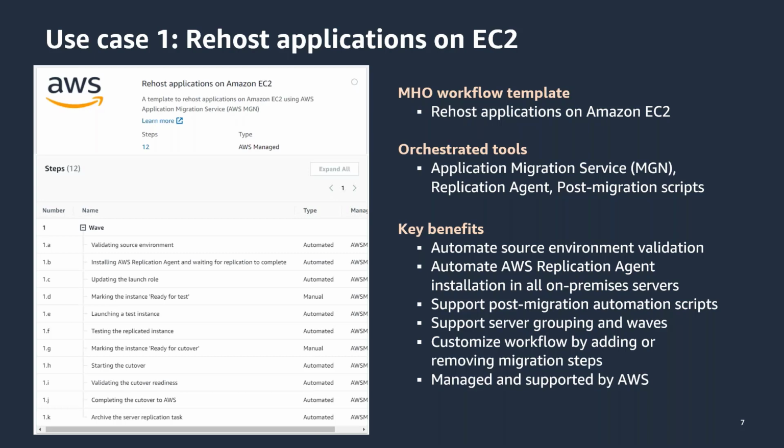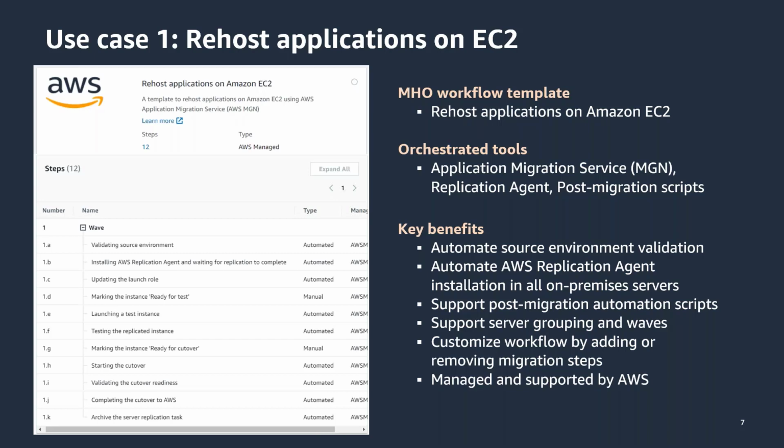So we will check the connections. We will check whether you have enough space to install the AWS replication agent. This is for your large scale migration. Let's say you need to migrate hundreds of servers, you don't have to manually install all those replication agents in all of those on-premise servers. You can use MGN to automate the agent installation to save your time.